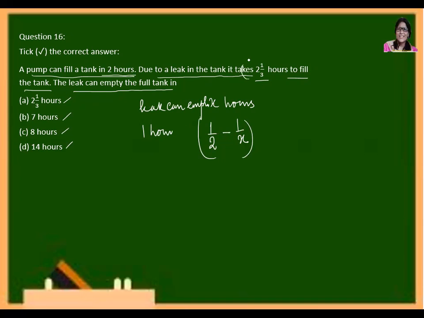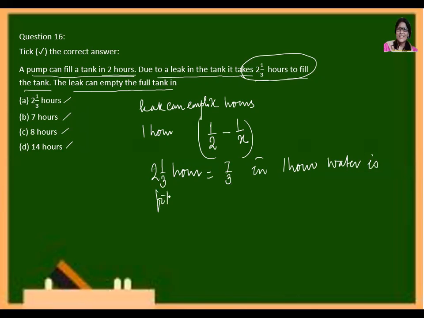And it is filled in how much time? 2 and 1 by 3 hours. 2 and 1 by 3 is 7 by 3. So in 1 hour, water is filled how much? The reciprocal of this, 1 by 7 by 3. It will be 3 by 7.